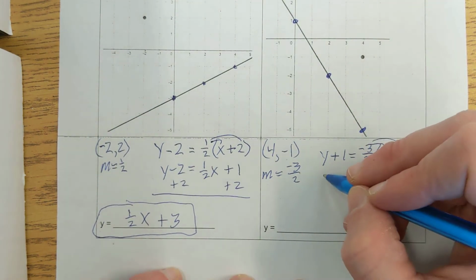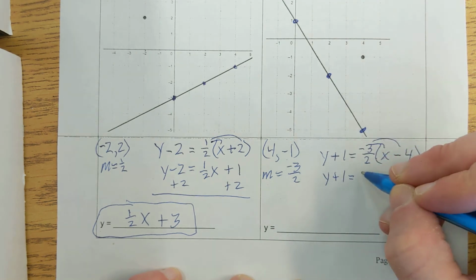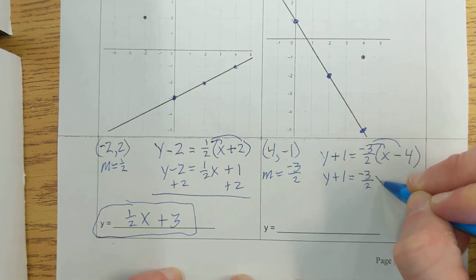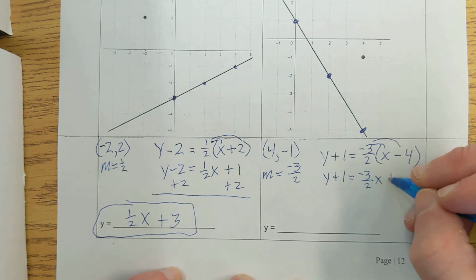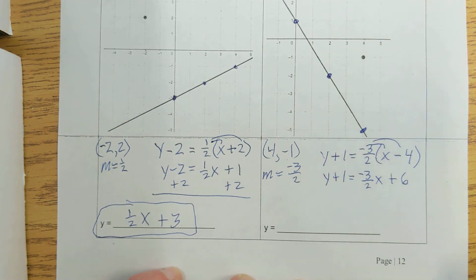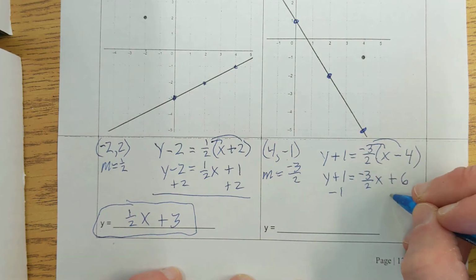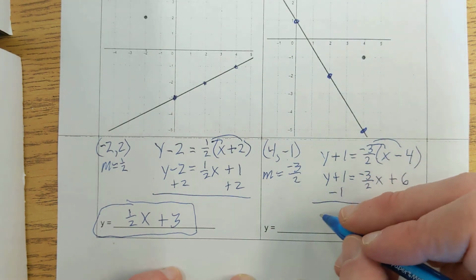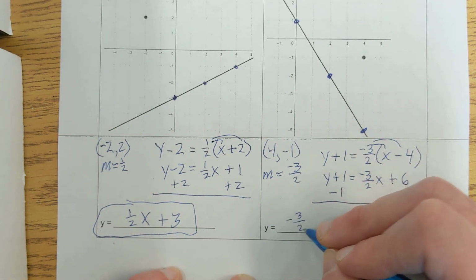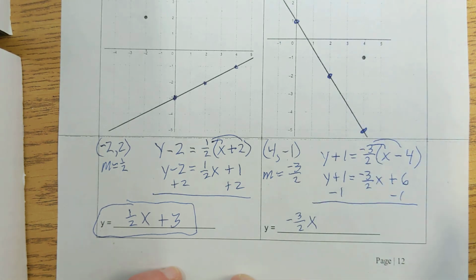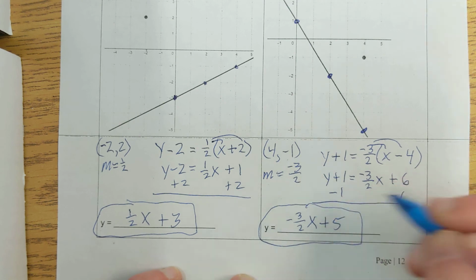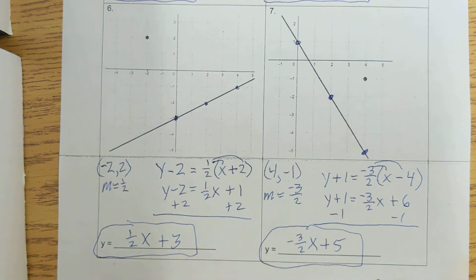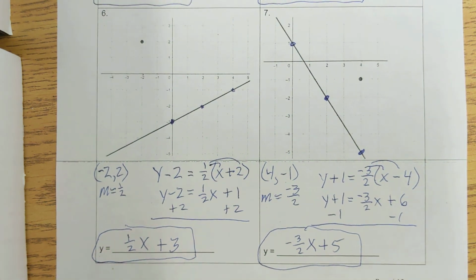So we distribute. We got y plus 1, -3 over 2 times x. And then distributive property, use your calculator. I believe we should get plus 6 here. And then we're going to subtract 1 from both sides. Finally, we end up with a -3 over 2 for the slope times x and plus 5. And that is what we end up with there. So there are those last two if you'd like to pause and catch up.